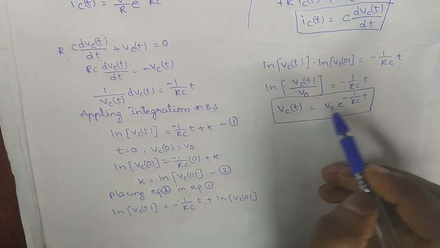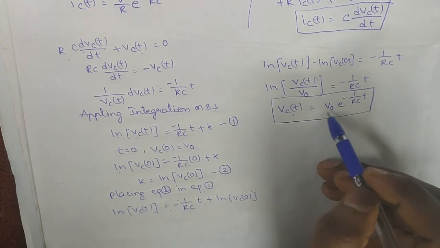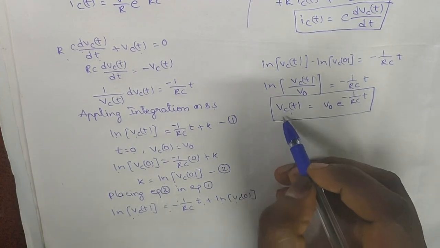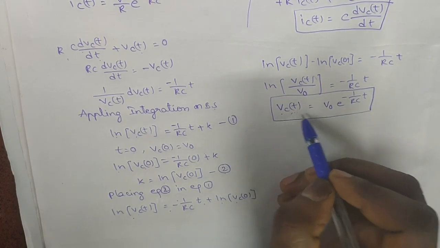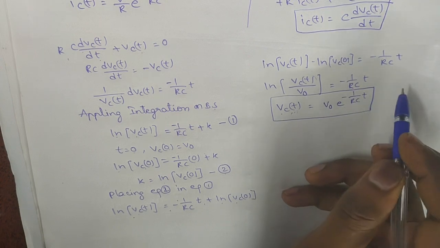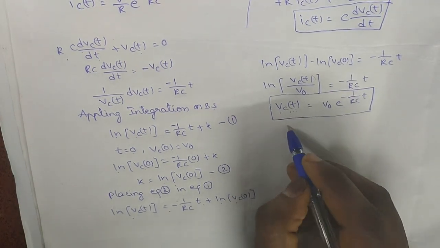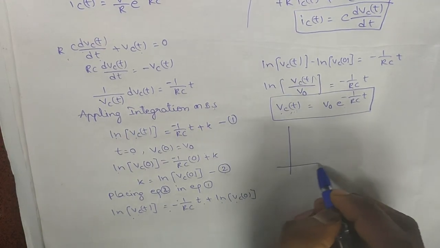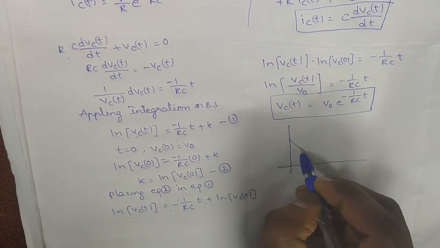we need to find the Vc of t. So remaining terms we place on that side, and we finally obtained the equation for Vc of t. The voltage across the capacitor is V naught e power minus 1 by RC into t. That is without source. So it is exponentially decreasing.